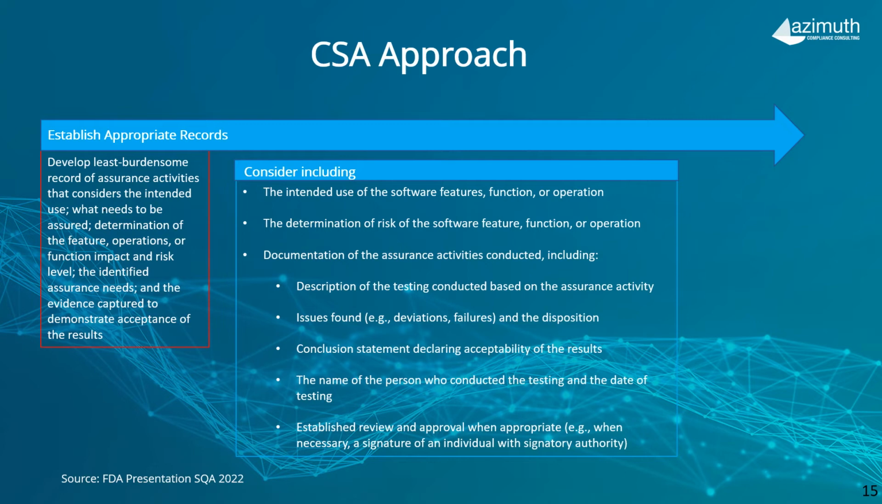They're saying your documentation of assurance activities conducted should include a description of the test conducted based on the assurance activity, issues found if there are any, and their disposition, a conclusion statement declaring acceptance of results, the name of the person who conducted the test and the date of testing, and finally, establish review and approval where appropriate. When necessary, a signature of that individual with statutory authority to approve the record.